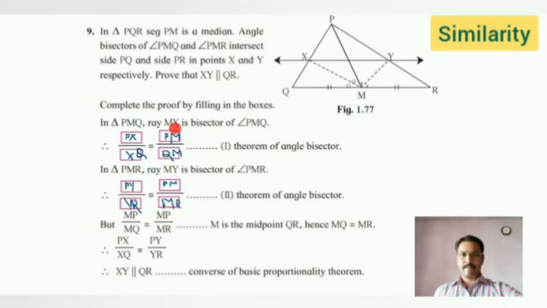That means this side is equal to this side, because MQ and MR are both congruent. So by observing that these two are equal, these two ratios are the same. So PX upon XQ is equal to PY upon YR, and by the converse of BPT we can write that XY is parallel to QR.